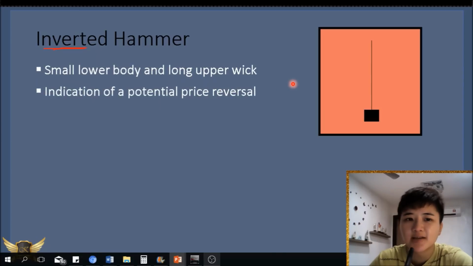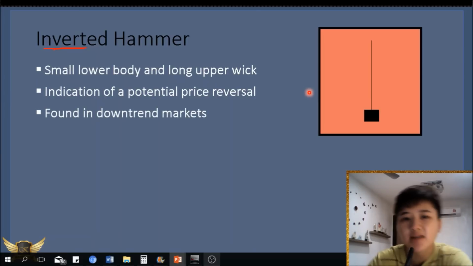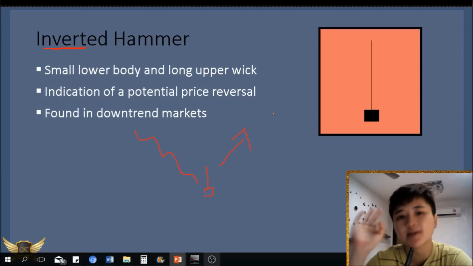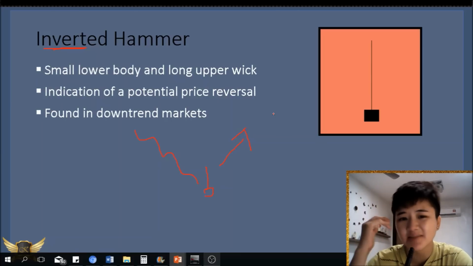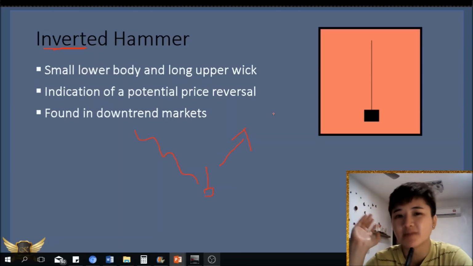So what does it indicate? It also indicates a potential price reversal. Again, same thing, you see that in a downtrend market. So meaning that you have a downtrend market going on, you see an inverted hammer. It is a signal that the price would potentially reverse and go bullish. Again, one very important thing, it doesn't happen immediately. Sometimes it might take weeks, sometimes a couple of hours, sometimes a couple of minutes.